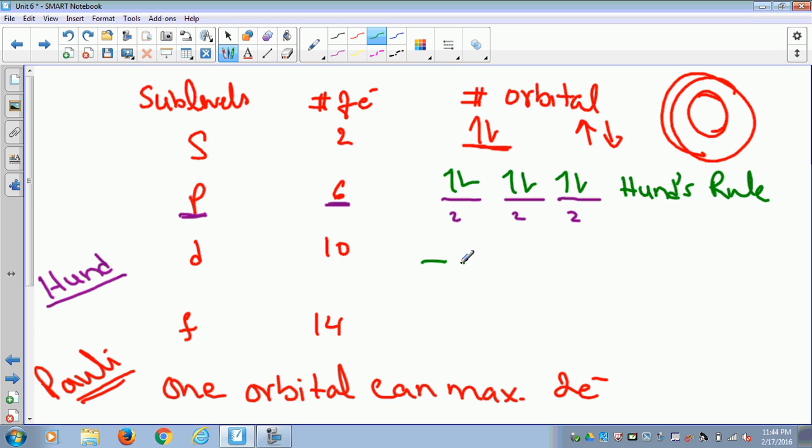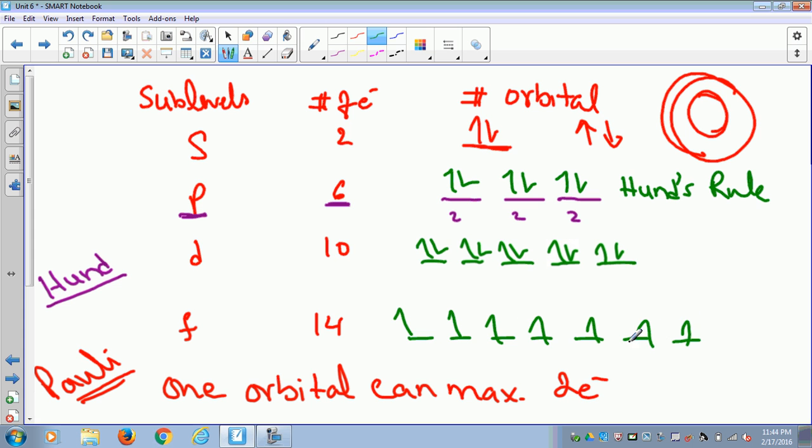So here I need 5 orbitals: 1, 2, 3, 4, 5. And I have to distribute the electrons equally before I can go back and pair them up. And here I have 7 orbitals. So I have to distribute the electrons equally before I can go back and pair them up. And when I'm pairing them up, they have to be in opposite spin. So one orbital can maximum hold 2 electrons and they have to be in opposite spin. This is said by Pauli. So an orbital is the more defined space where we can find electrons.